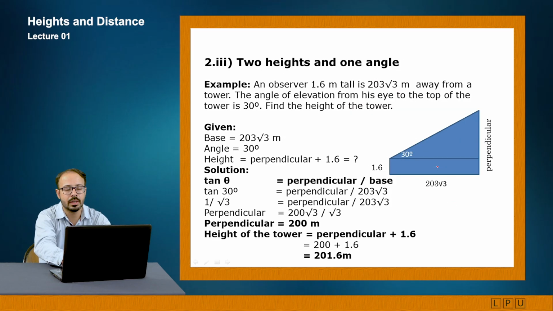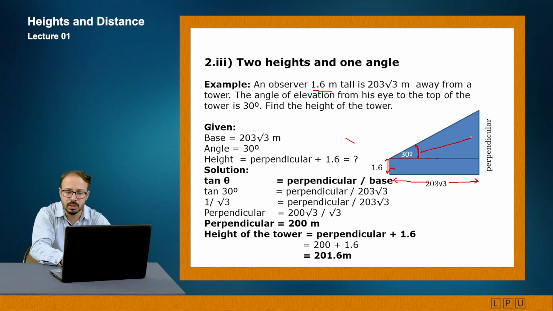Done. So now moving to the next variety: two heights at one angle. An observer 1.6 meters tall. Now this is the person standing. His line of sight will be this one. He is 20 root 3 meters away from a tower. That means the distance between the person and the tower is 20 root 3. The angle of elevation from his eye to the top of the tower is 30 degrees. Means this is the angle of elevation, 30 degrees. Not from this side, it is from this side.